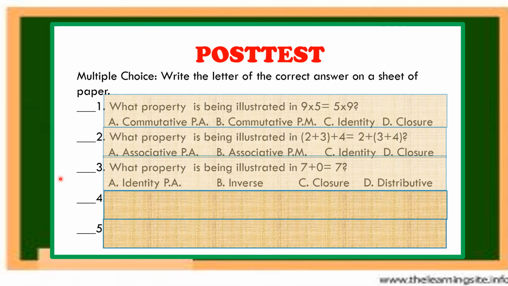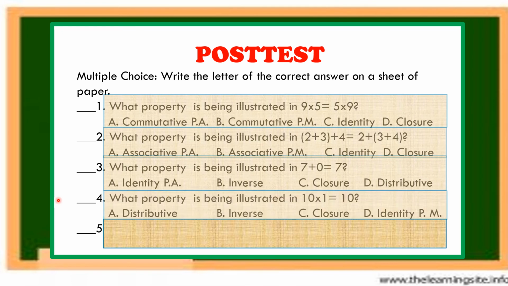Number 3, what property is being illustrated in 7 plus 0 equals 7? Letter A, identity property of addition. Letter B, inverse property. Letter C, closure property. Letter D, distributive property. Number 4, what property is being illustrated in 10 times 1 equals 10? Letter A, distributive. Letter B, inverse. Letter C, closure. Letter D, identity property of multiplication.